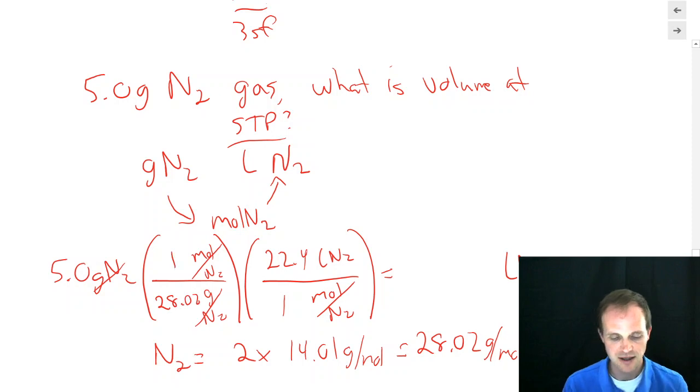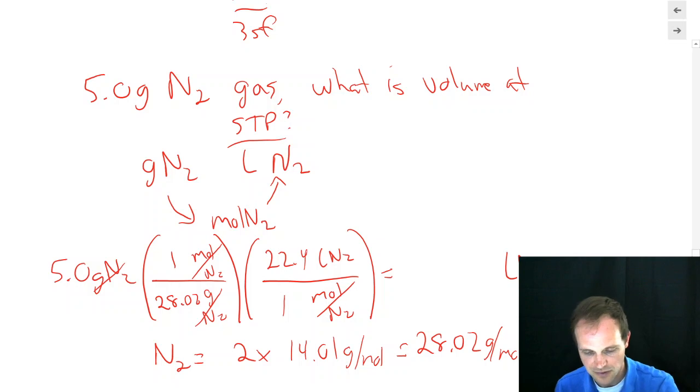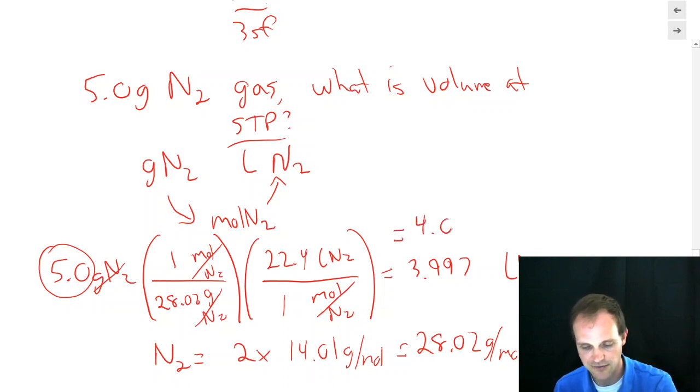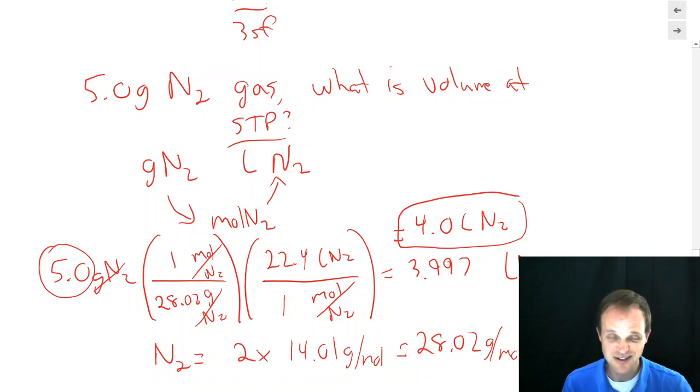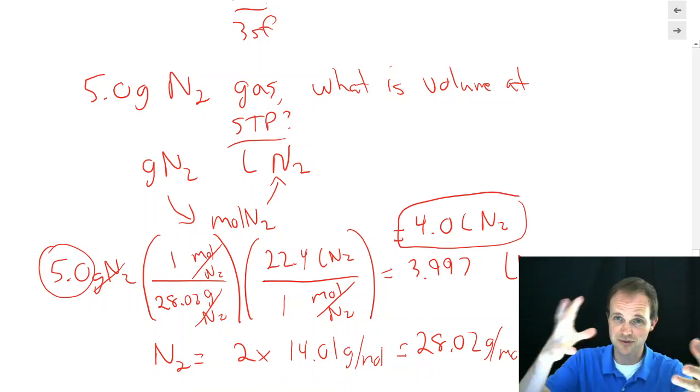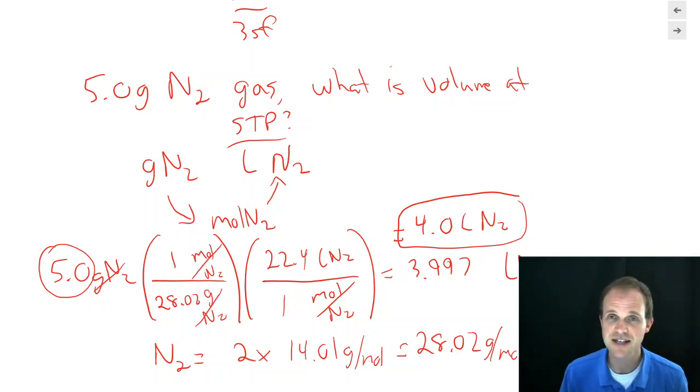28.02 grams in 1 mole. So I'm going to multiply that out. I'm going to take 5.0. I'm going to divide by 28.02. Then I'm going to multiply by 22.4. And I get 3.997 liters. I've got 2 sig figs over here, so I only get 2 sig figs, and I get 4.0 liters of N2 as my answer. All right, so a 4-liter balloon, which is a decent-sized balloon, only contains 5 grams of nitrogen. The air is mostly made up of nitrogen, so that balloon you have contains about 5 grams of gas.